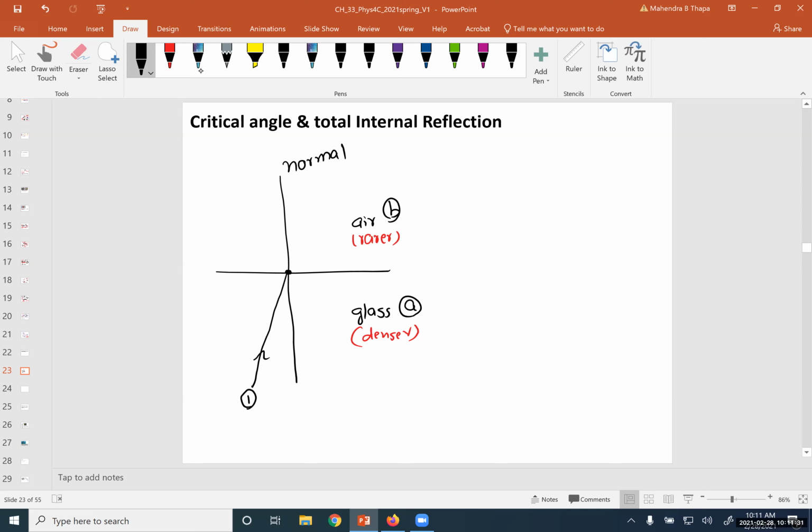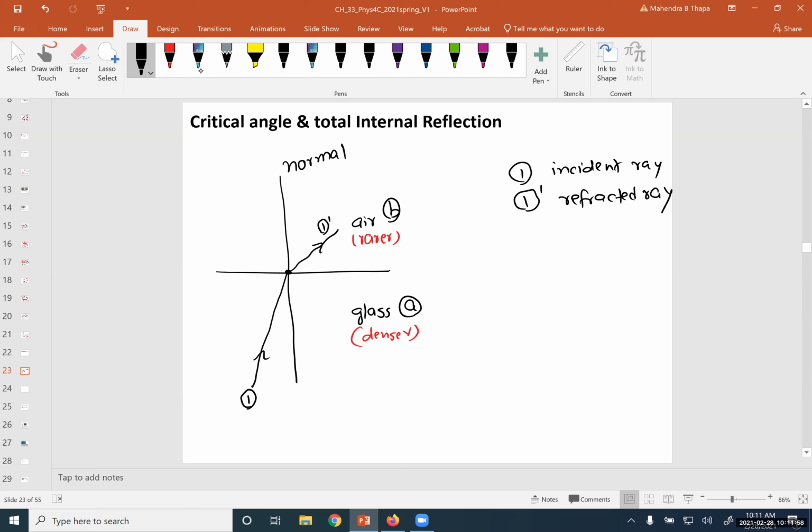Okay, then what will happen is that it will bend when you go to the other medium. So this is the, I say, 1 prime. So in this case, 1 is the incident ray, and 1 prime is the refracted ray.